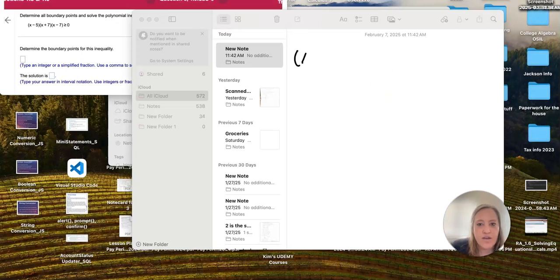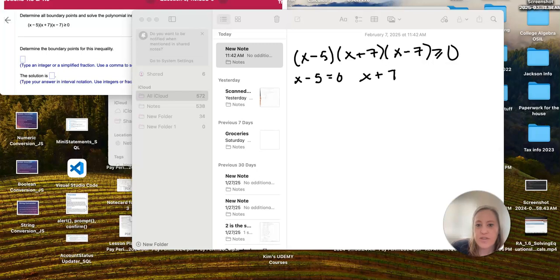So here we have x minus 5 times x plus 7 times x minus 7 is greater than or equal to 0. So the first thing that you have to figure out is what your boundary points are. Well, each term you have here is going to be a boundary point. So the process on that is you just set all of these equal to 0 and solve for each x, and you'll find your boundary points.